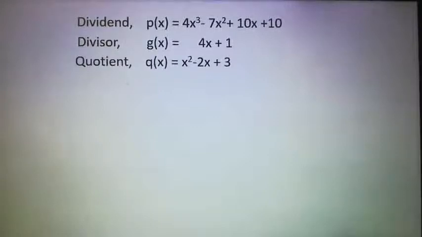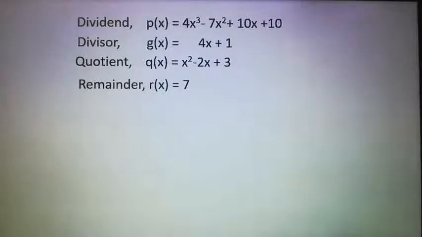You got the quotient q of x. Since it is the quotient, you denote it by q of x, which is x square minus 2x plus 3. And since it is the remainder, we denote it by r of x. All these are polynomials, so we are denoting it as r of x is equal to 7. Now we have to verify the division algorithm for polynomials.